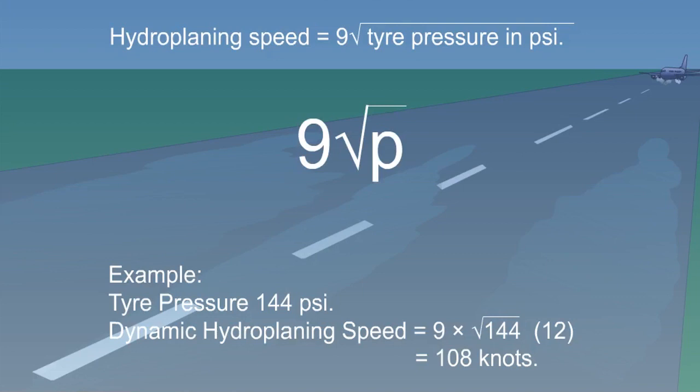The ground speed in knots at which dynamic hydroplaning occurs can be calculated by using the formula for a rotating tyre, spin down, which is multiply the square root of the main wheel tyre pressure in pounds per square inch by 9.